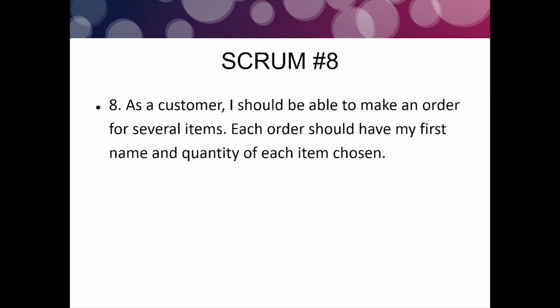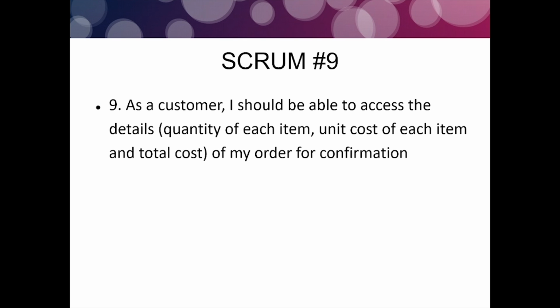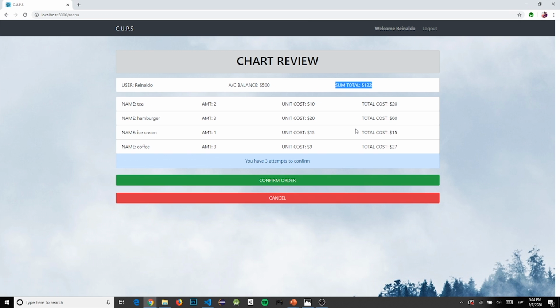Now checking the next Scrum user requirement, I should be able to access the details, which is quantity of each item, unit cost of each item, and total cost of my order confirmation. Hence we have the item name, quantity being ordered, the cost of each item as it is, and the total cost for that item set. And this is for all of the items.